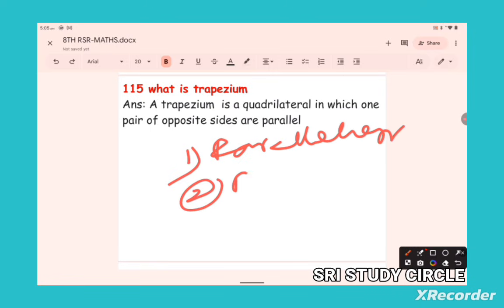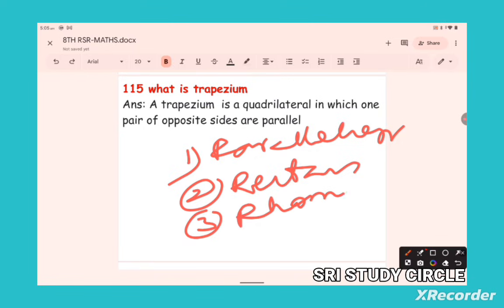Second one, rectangle. Third one, rhombus. Fourth one, square. Now last one, what is trapezium?